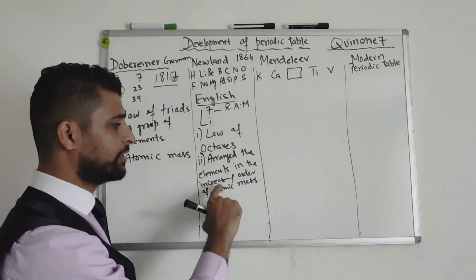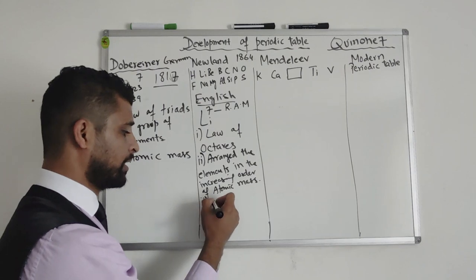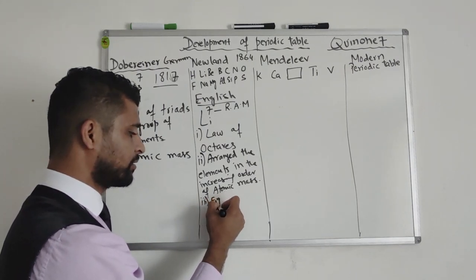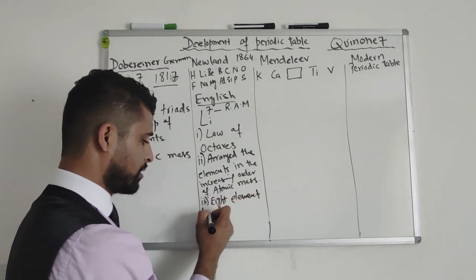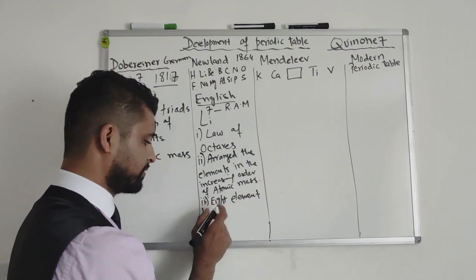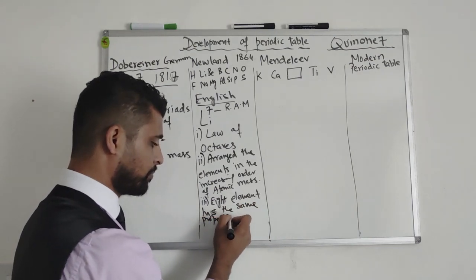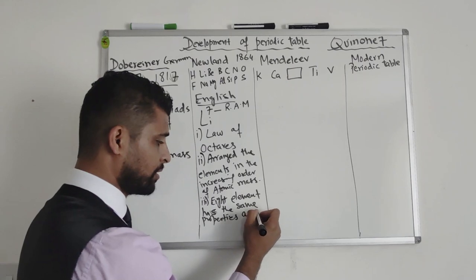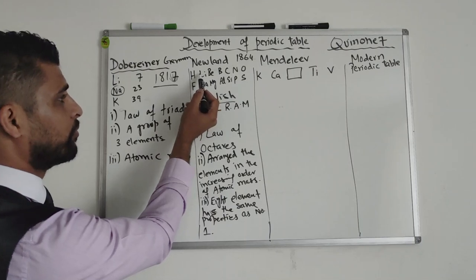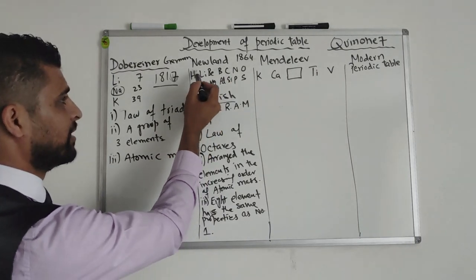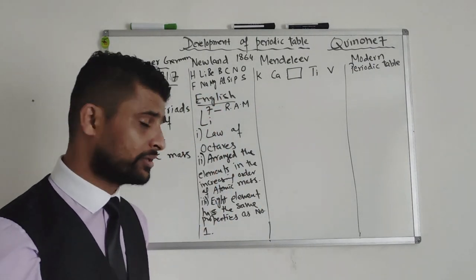Because he arranged them in increasing order of relative atomic mass, he also concluded that every eighth element has the same properties as number one. It means if you count from here, 1, 2, 3, 4, 5, 6, 7, 8, lithium and sodium are currently in the same group, and it is true, they had the same properties.